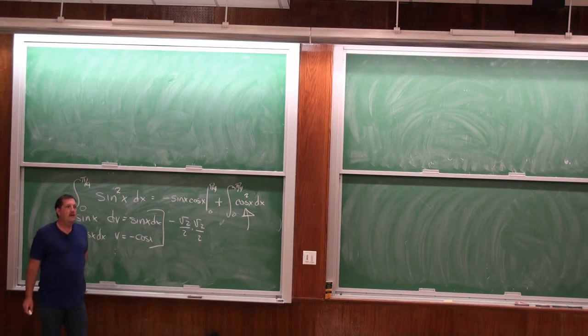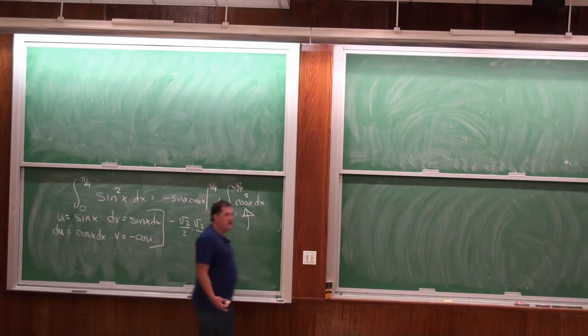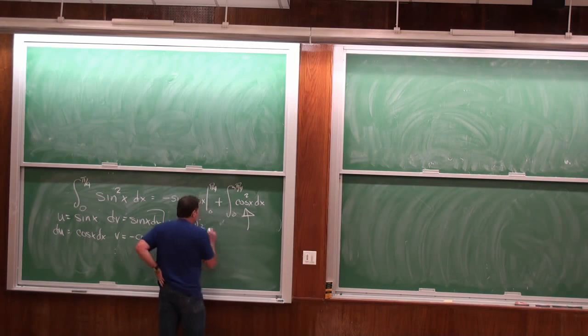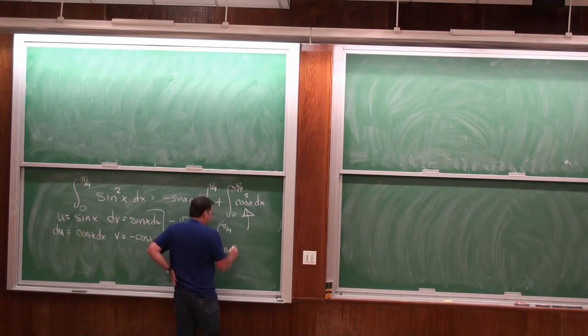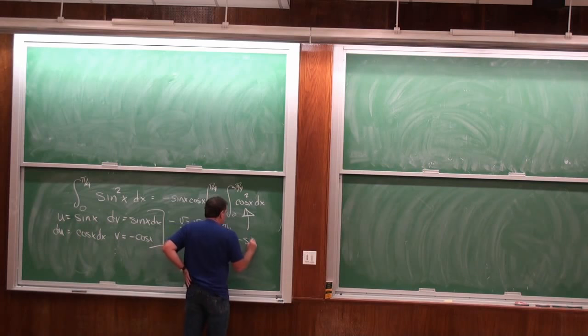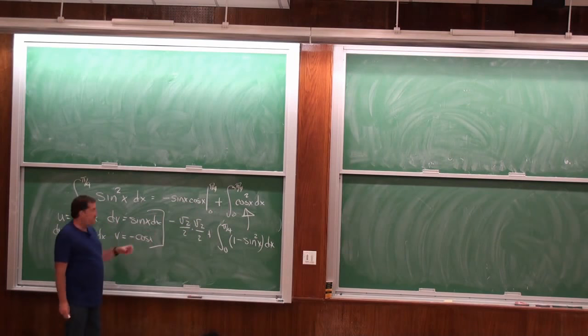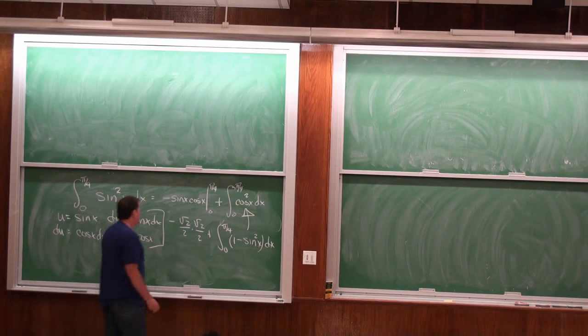Yeah? 1 minus sine squared. Right. So remember that sine squared plus cosine squared is 1. And so this becomes the integral from 0 to pi over 4 of 1 minus the sine squared. And now again we're in one of these tricks where I'm going to get the integral sort of related to itself.